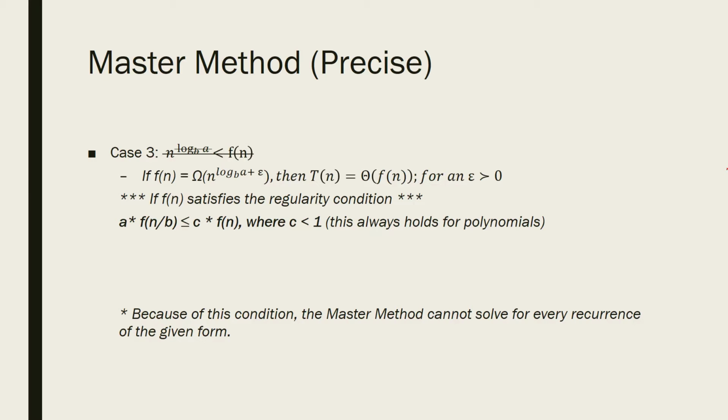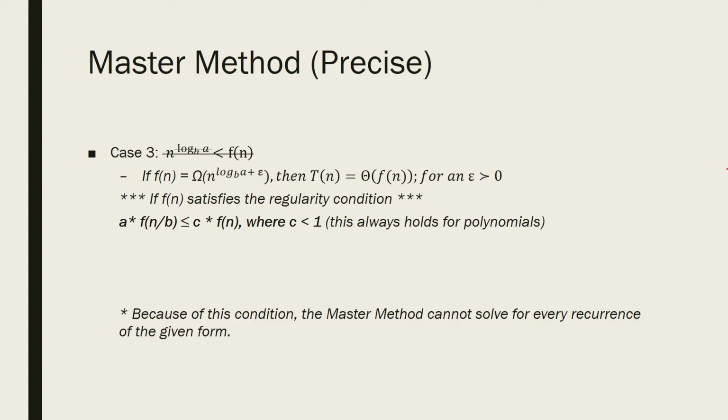Case 3 gets a little interesting, where, similar to case 1, we have n to the log base b of a plus some epsilon as opposed to minus. And when you are using the big omega, which is the best case, in case 1 we asked is it better than the worst case? In this one, is it worse than the best case? Then T of n is theta f of n, since that is the higher growing asymptotic value, for epsilon greater than 0.